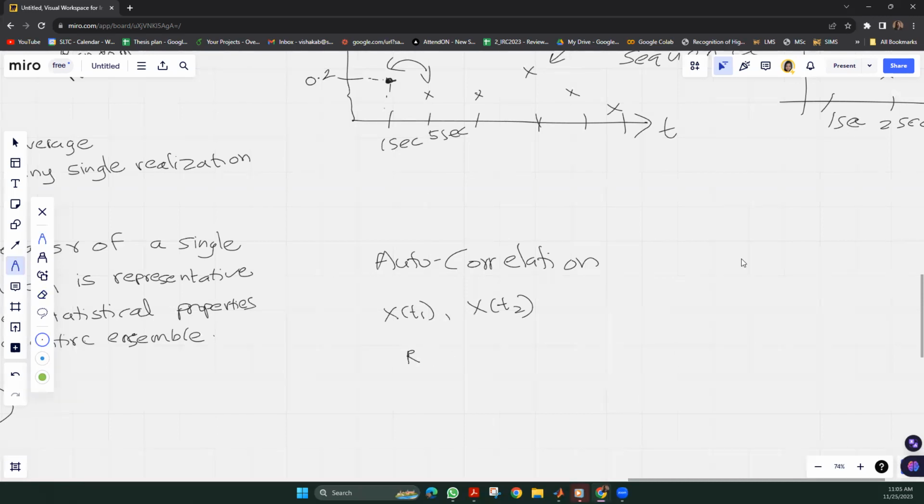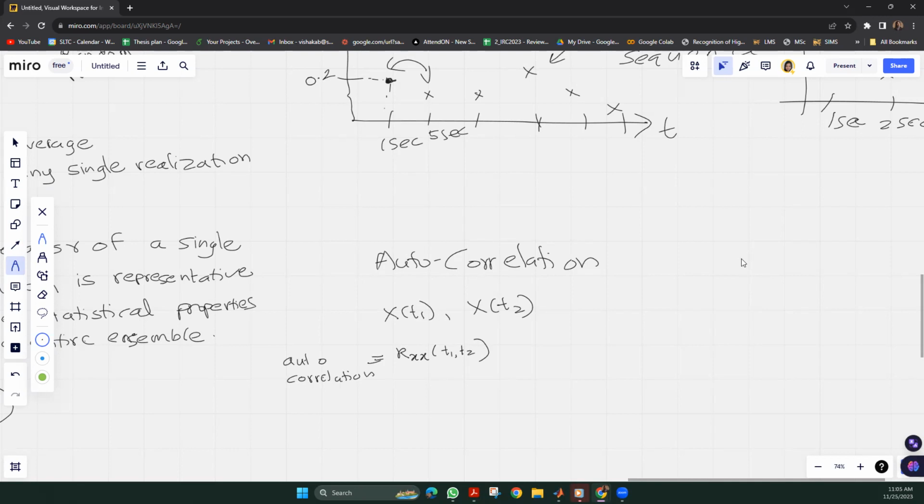Capital R X. So you can denote it as you feel comfortable with. I will use capital R XX (t1, t2). So we will use the same standard notation all throughout the course. So R XX (t1, t2) gives us the autocorrelation function.